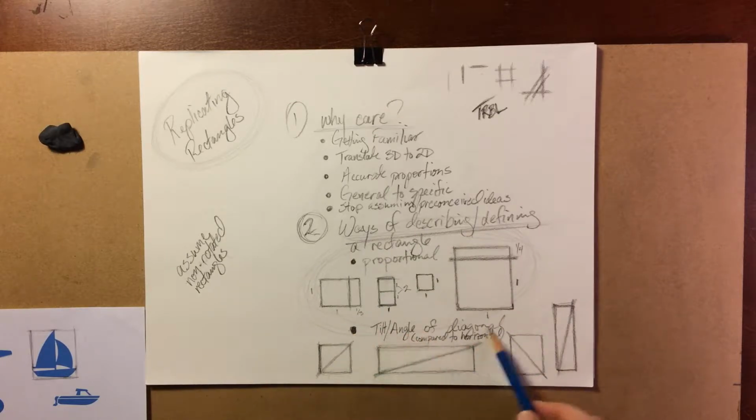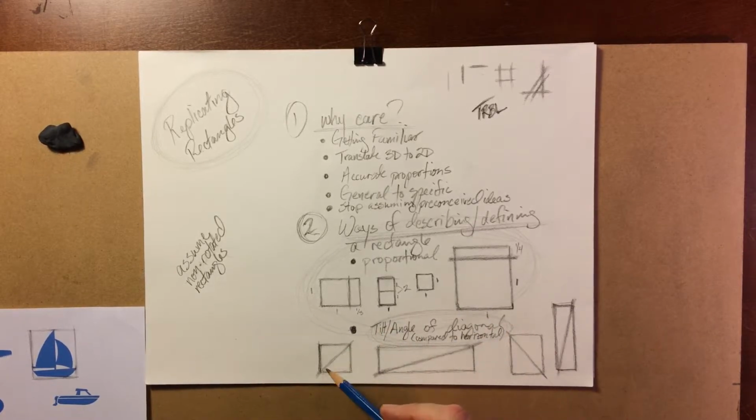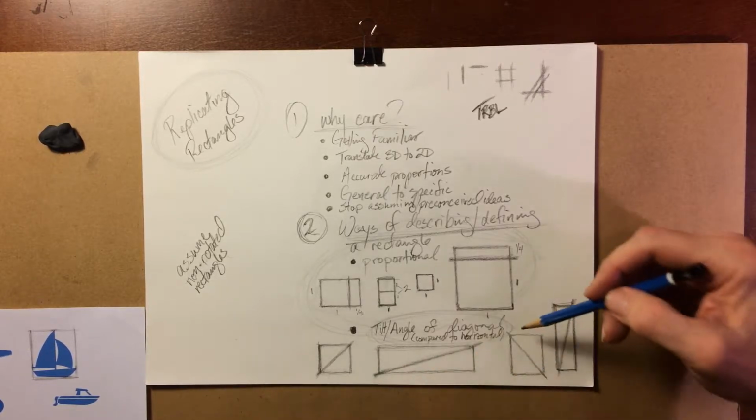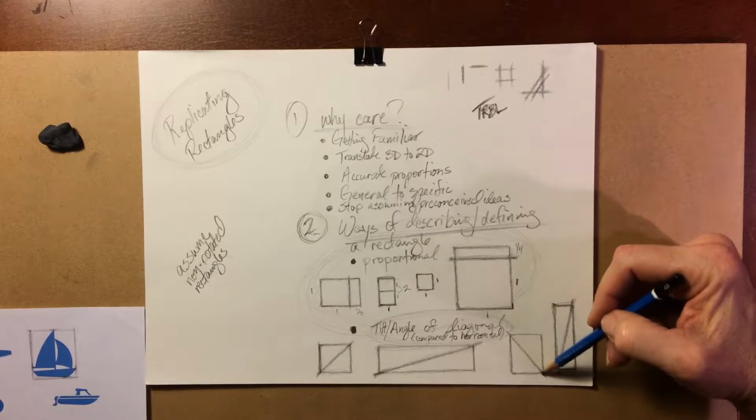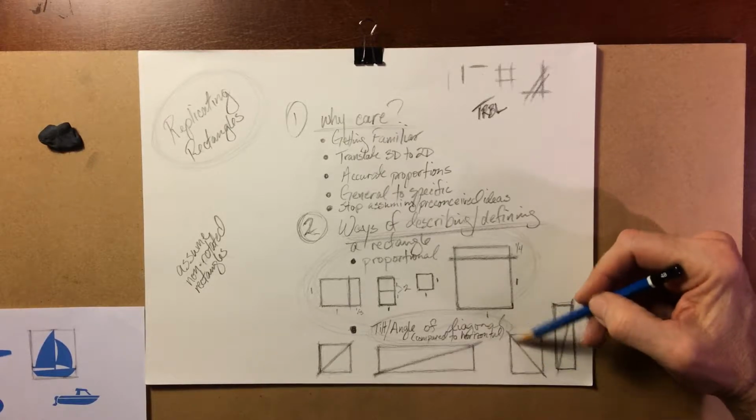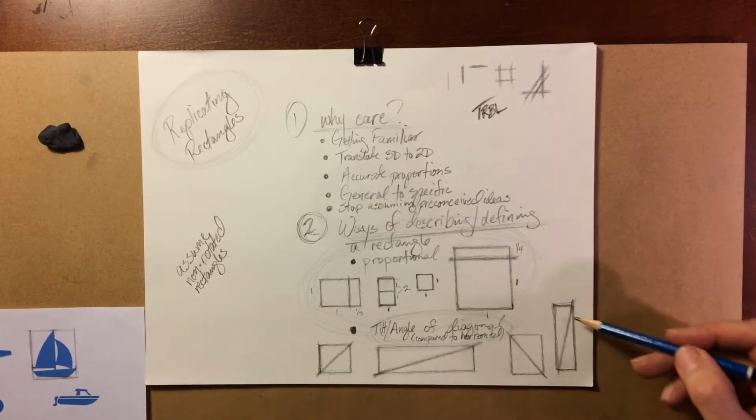The other one is by looking at the tilt or the angle of a diagonal line going from corner to corner of the rectangle. And there's a couple of different ways for language about even discussing what that angle is. That can get a little mathy.